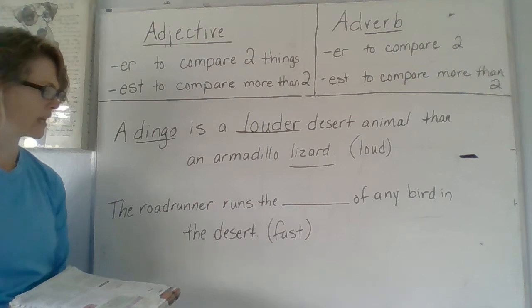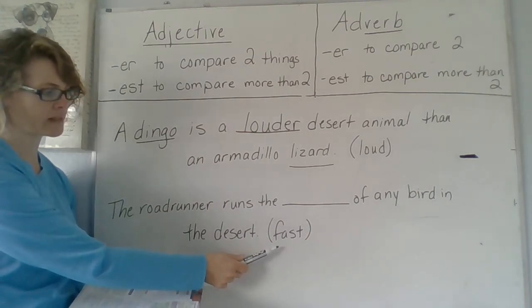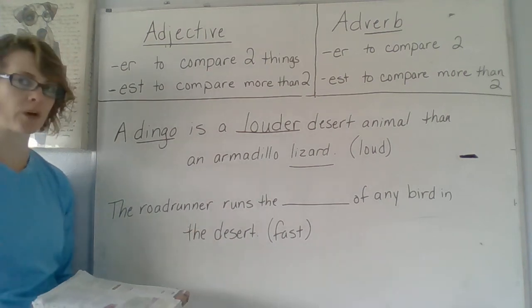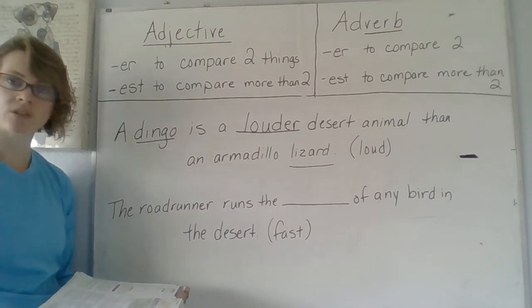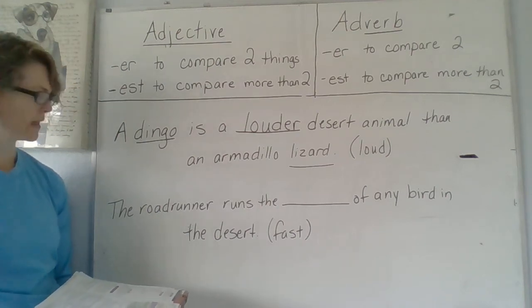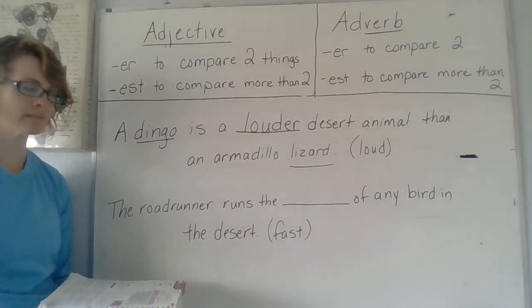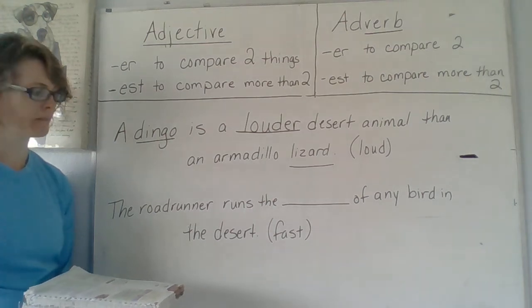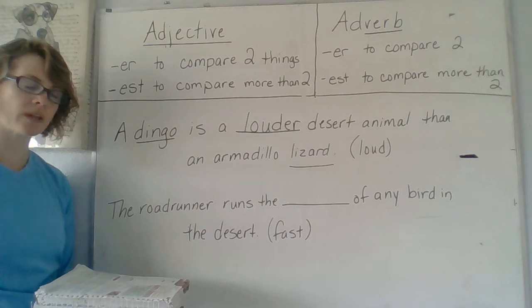That's right. Here's my adjective, fast, or it could be an adverb in this case. Fast could be used as an adjective or an adverb depending on where you put it in the sentence. And we have to decide if it's going to be faster or fastest. The roadrunner runs the blank of any bird in the desert. Same question. How many things are being compared here? Write down on your whiteboard. Just two things or more than two things?